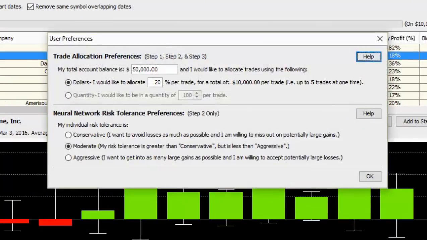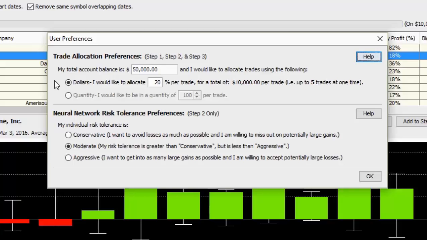When we click the User Preferences button, this window pops up, which gives us two sections of questions. We've designed TradeMiner preferences into a simple sentence or paragraph, so that all we have to do is read the sentence and fill in the blanks. The first section is Trade Allocation Preferences. Let's just quickly read down through these together.